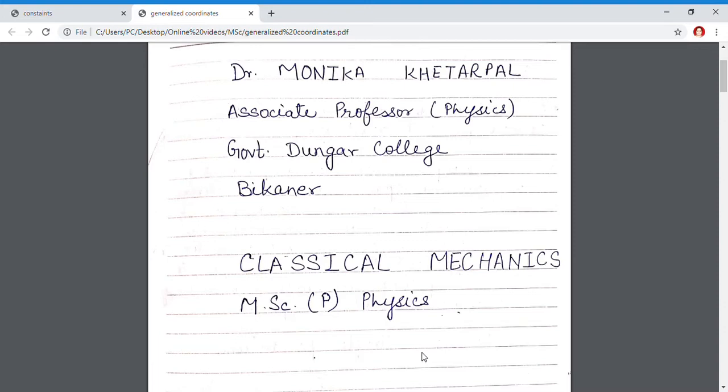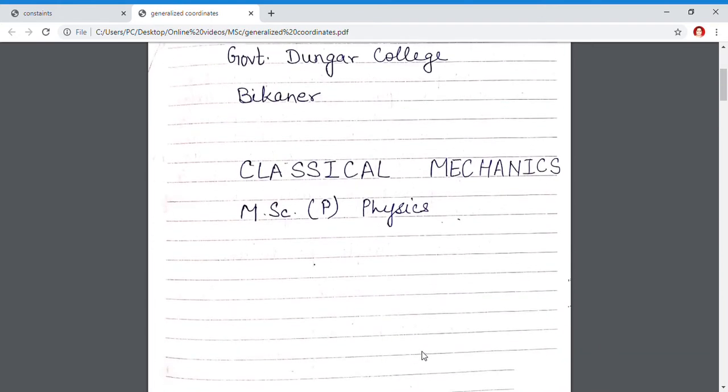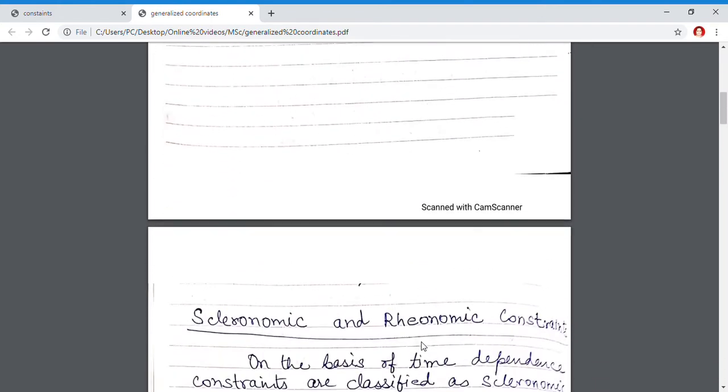I have classified constraints into two types, holonomic and non-holonomic constraints. Holonomic constraints are those which are expressed by an equation, a function of coordinates x, y, z, t equal to 0. Constraints which cannot be expressed in this form are called non-holonomic constraints. That means we have classified constraints on the basis of an equation.